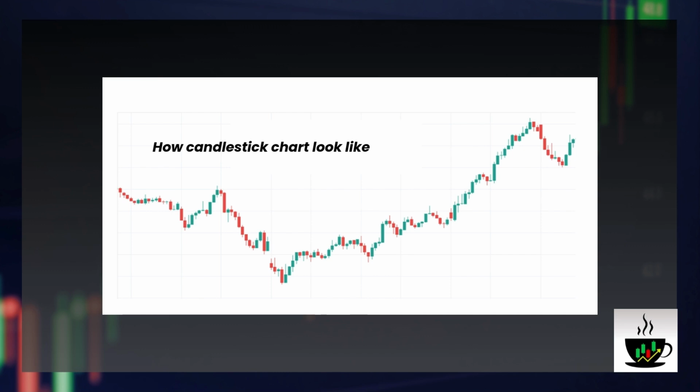This is what a candlestick chart looks like. Each candle you see on the chart represents price movement for a specific time period. It could be 1 minute, 1 hour, or even a full day, depending on the chart settings. The green candles show periods where the price went up, while the red ones show when the price went down. Together, these candlesticks form patterns that help traders understand market trends, momentum, and potential reversal points. Let's break it down further so you can see what each part of a candle actually tells us.